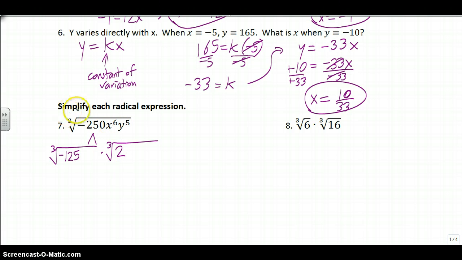X to the 6, you're looking for the largest perfect cube. Well, the perfect cubes are x to the 3rd, x to the 6th, x to the 9th. What's the largest one that goes in? X to the 6th, with no x's left over. You used all 6 of them.